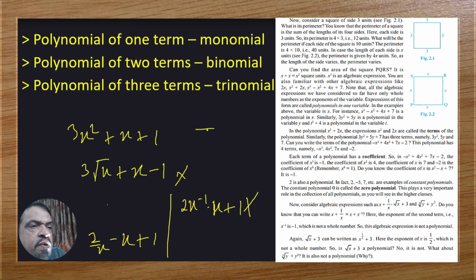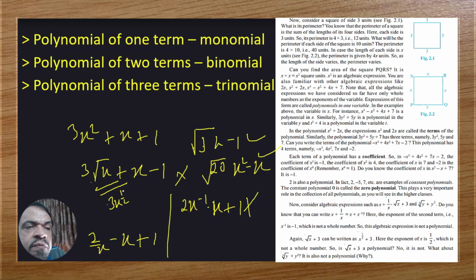See one more example of a polynomial. Don't be confused. Suppose I am writing root 3x minus 1. This is also a polynomial because the root is only on the constant, not on the variable. Root 20x square minus x is also a polynomial because the root is on the constant, not on the variable. See, in this case, the root is on the variable, so x will become x to the power 1 by 2. So this is not a polynomial.